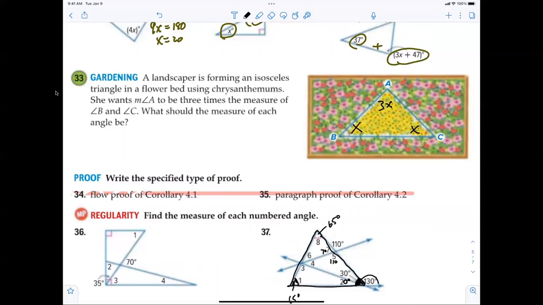Anybody have any questions with that? So that would just be what? 5x equals 180, x equals, I think, 36. So the angles are 36, 36, and 108, I believe.